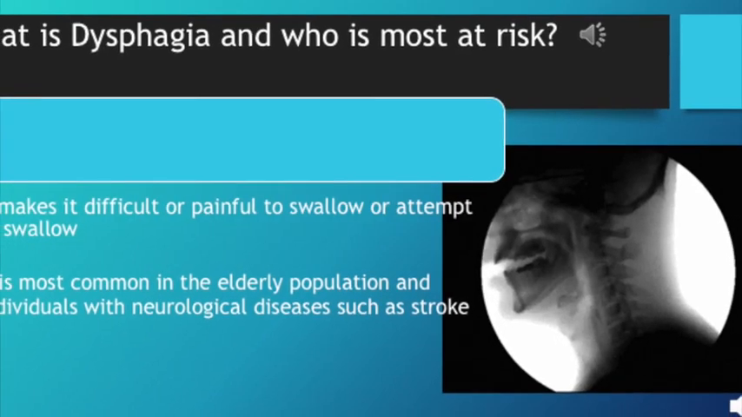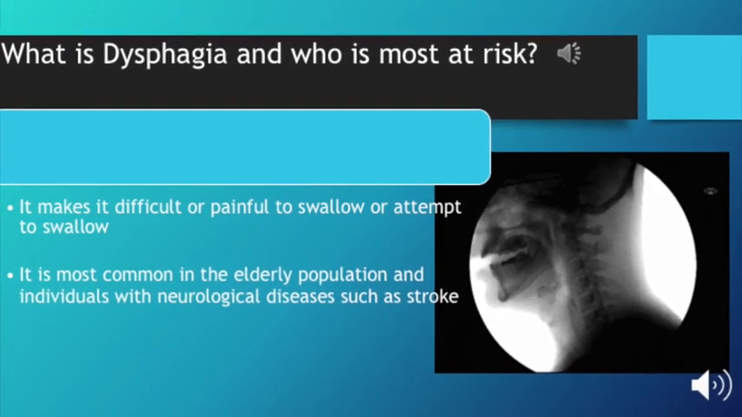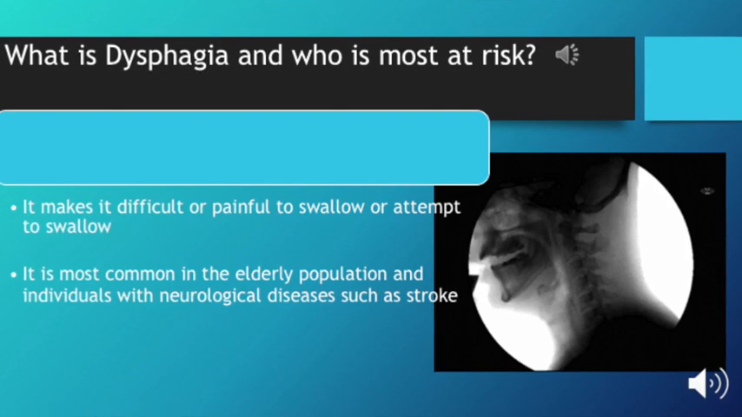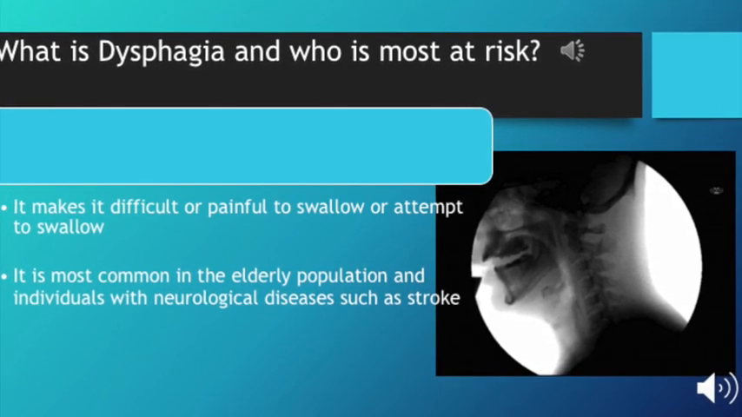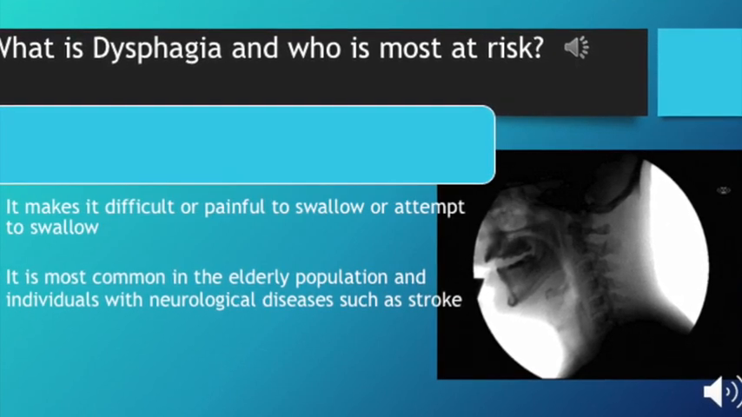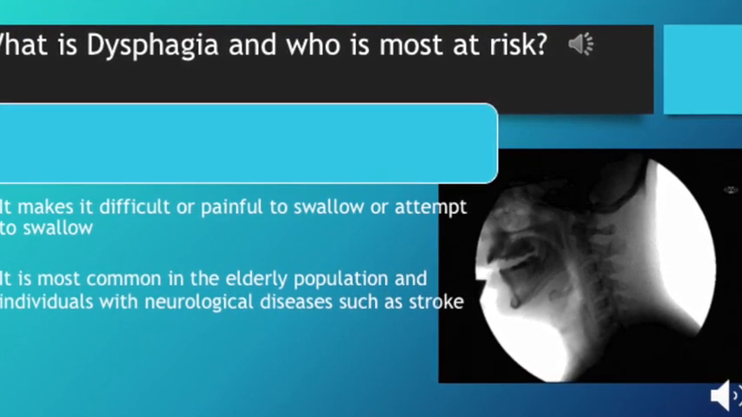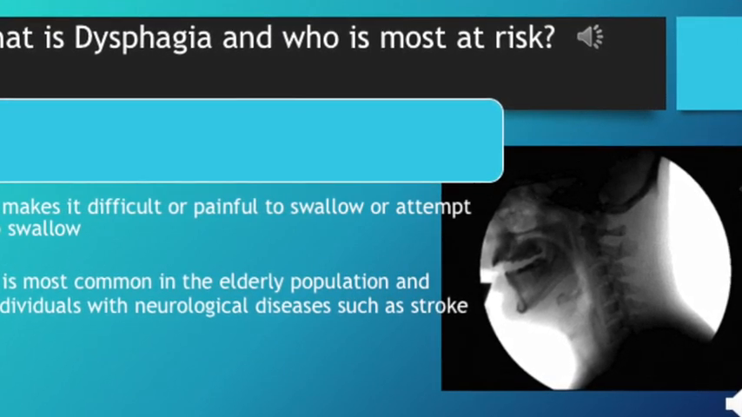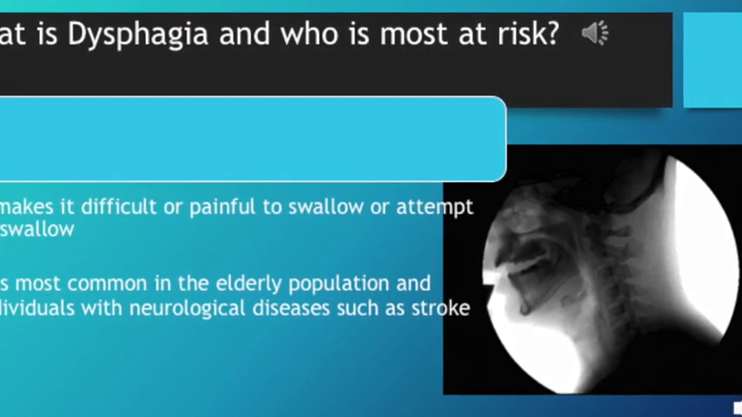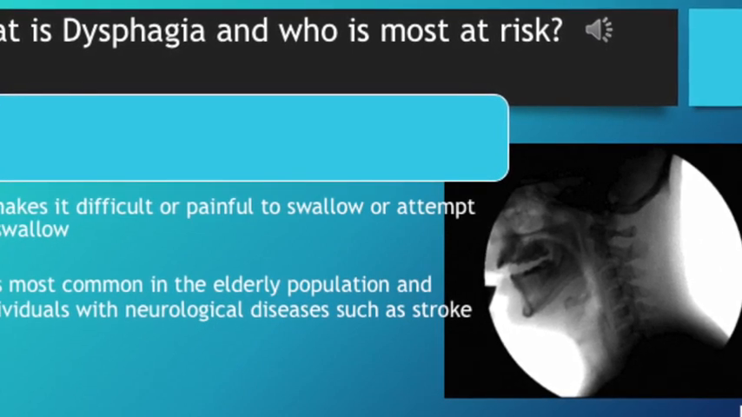Dysphagia is when an individual has difficulty swallowing foods or liquids. It is most common in the elderly population. Approximately 7 to 10% of adults older than 50 years old have dysphagia. 25% of hospitalized patients and 30 to 40% of patients in nursing homes experience swallowing problems. Additionally, 55% of stroke patients experience some form of dysphagia.